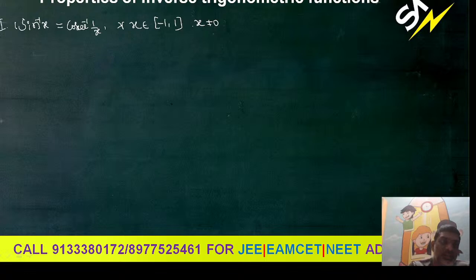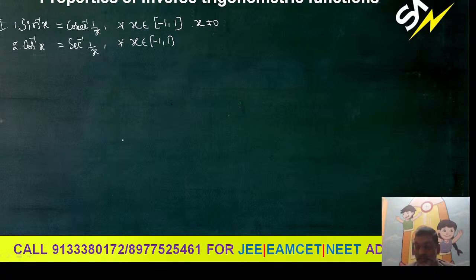And the second property, cos inverse of x is equal to secant inverse of 1 by x, and here also for all x belongs to the closed interval minus 1 comma 1, and x should not be equal to 0. Now this is cos inverse of x.